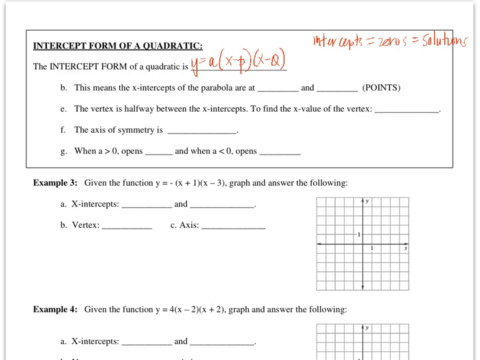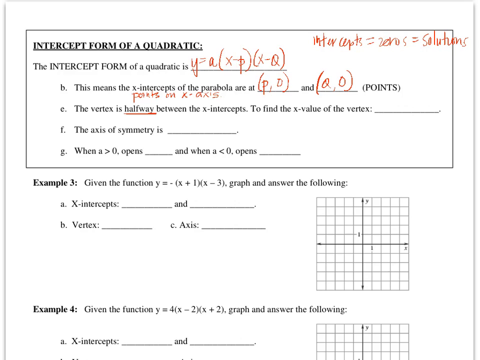Now, the x-intercepts are these points, (p, 0) and (q, 0). Make sure that looks like a q. And these are spots where they hit the x-axis. So these are points on the x-axis as we're going to graph.